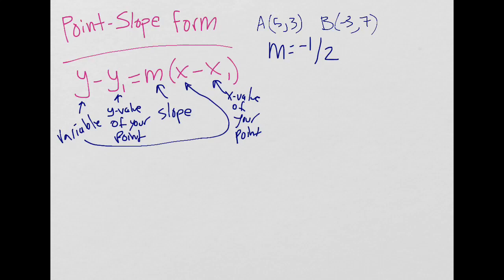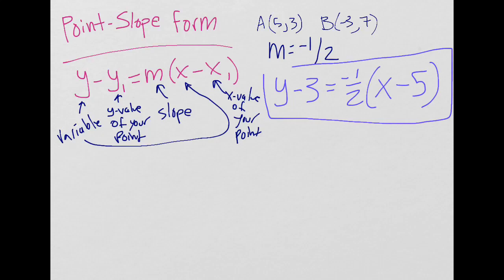So we're going to write our equation, and we're going to leave y as it is. We are going to subtract the y value of our point. Now notice I have 2 points, A and B. It doesn't matter which point you choose, so I'm going to use point A just because it is 2 positive numbers. So I'm going to say y minus the y value of point A, so y minus 3 equals my slope, negative 1/2, times x minus the x value of my point, which is 5. And you are now done writing the equation in point-slope form.